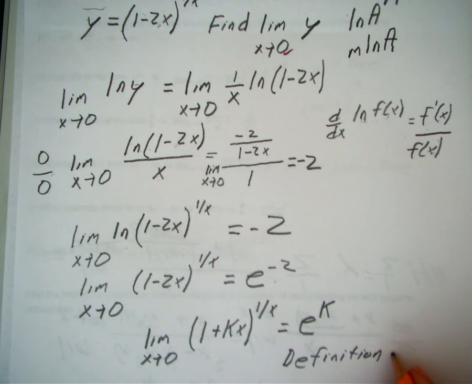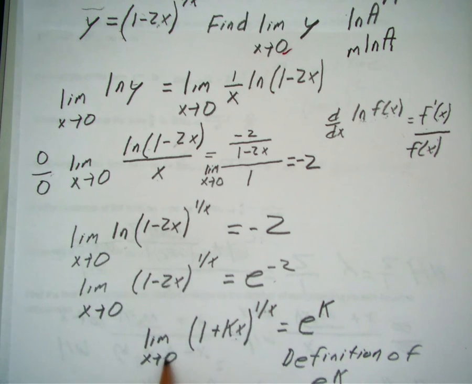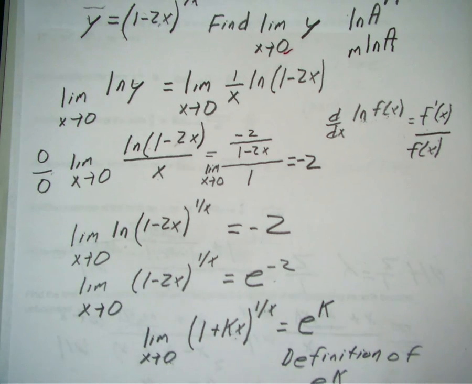This is a definition of e raised to the k, one of the many; there are others. It turns out you can change this to 1 plus k over x, raised to the x, as x approaches infinity. That's another definition of e, and you can verify that. In the interest of time, I'm not going to do that. It's not time well spent.